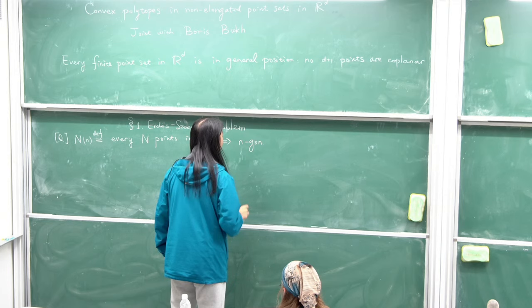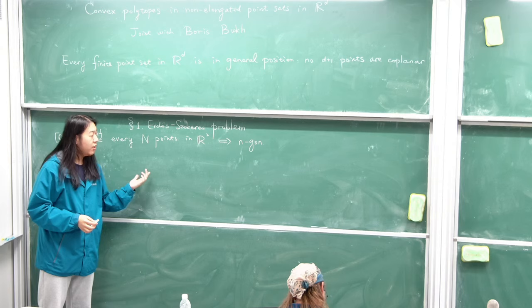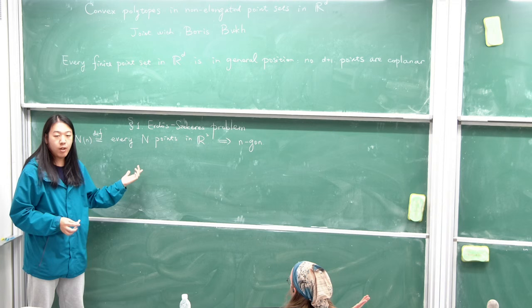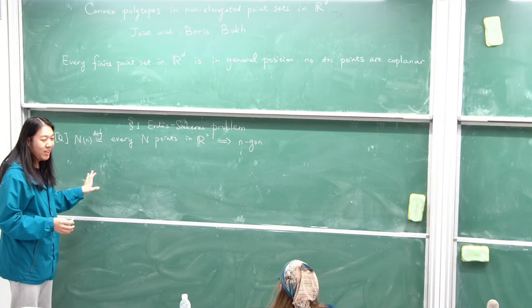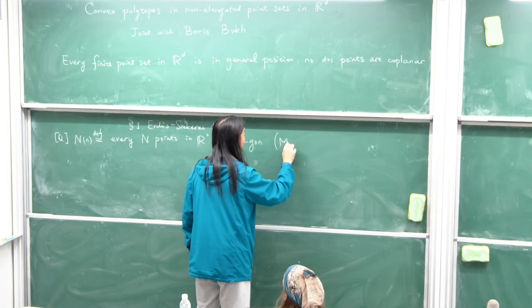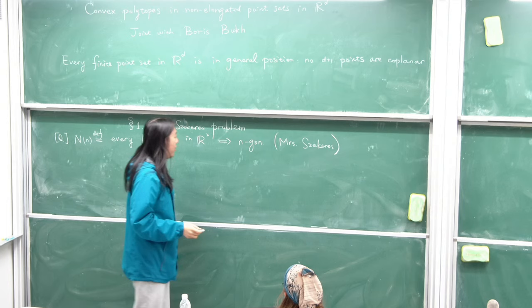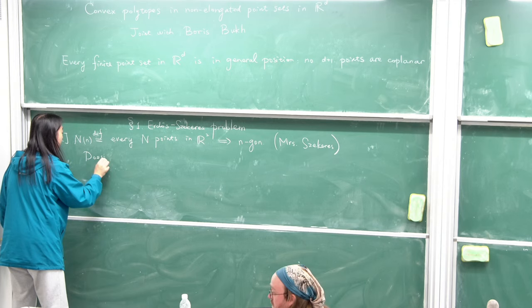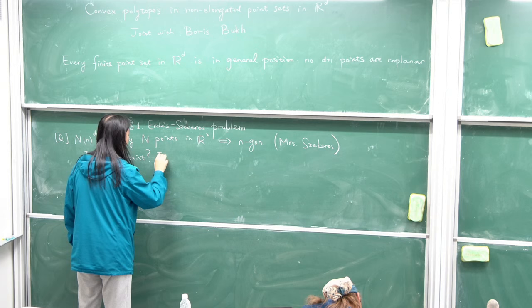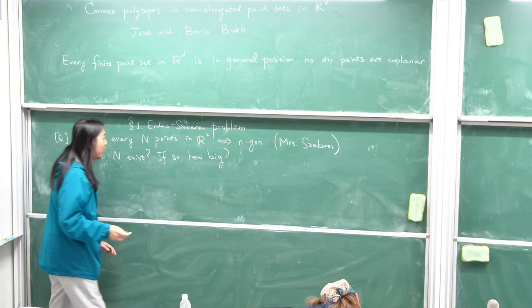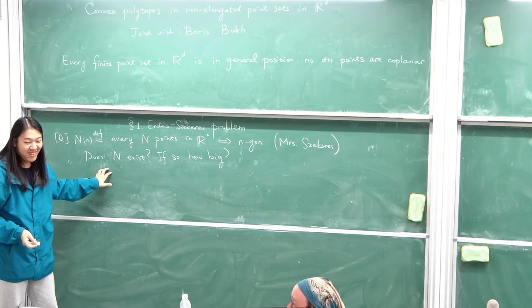Before going further, I just wonder how many people are familiar with this so-called happy ending problem. Not many hands, so maybe I should go slightly slowly. This problem was proposed by Ms. Szekeres. Of course, I didn't write a question mark, so the first question should be: does N(n) exist? And if yes, how big? This should be the second question. But as you see, I put this second question on the board, so probably the answer is yes, right? Otherwise, what's the point of writing this?